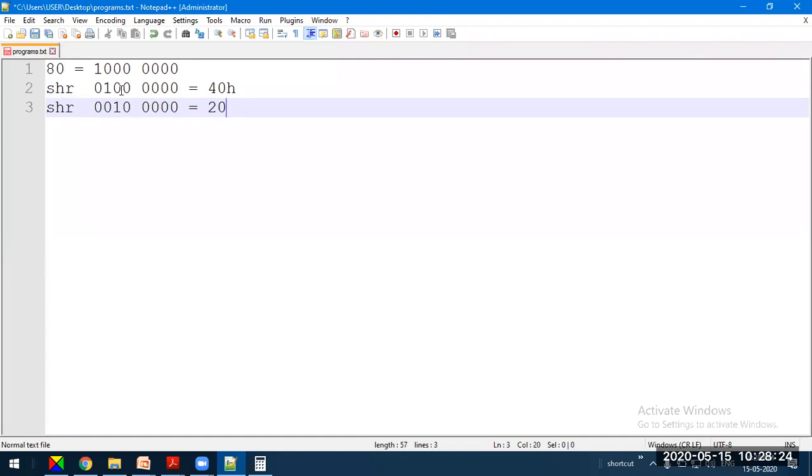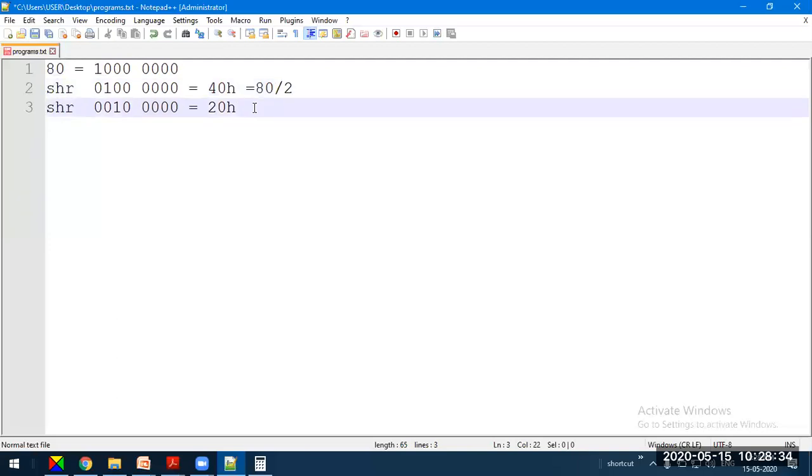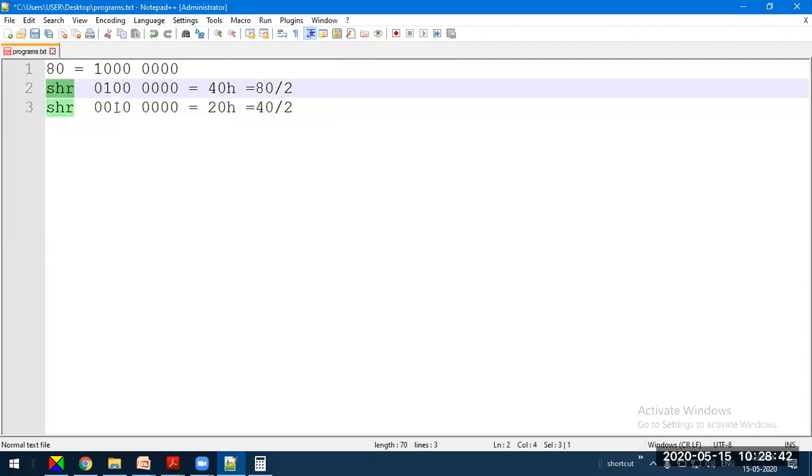That's correct. So what we are doing here, guys, is 80H divided by 2. Similarly, what is this equal to? 40H divided by 2. So what we understand is shift right operation is always equivalent to division operation, whereas shift left operation is always equal to multiplication operation.